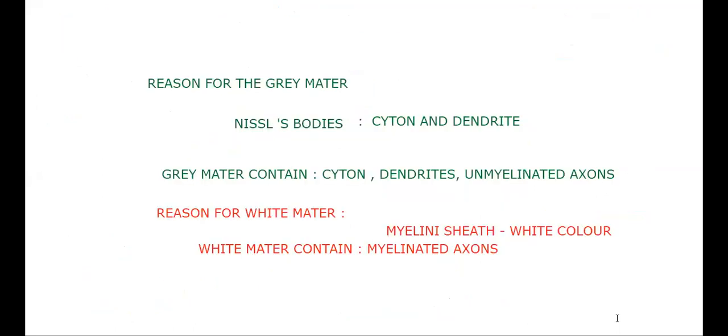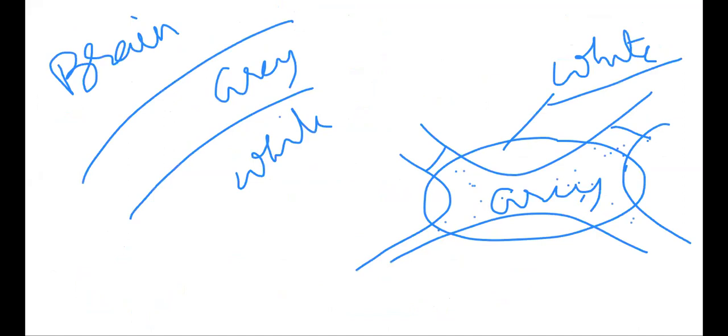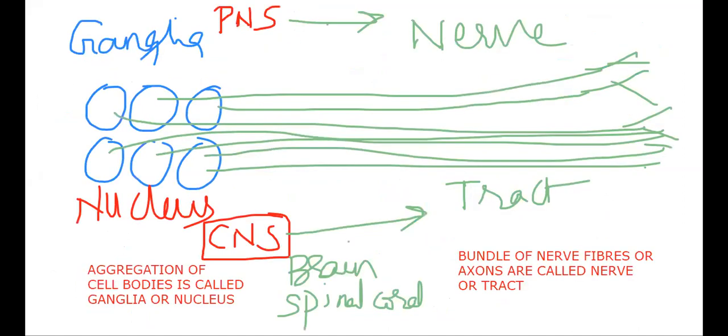Next, the reason for the appearance of gray matter, which I wrote here in a theoretical manner: Nissl bodies present in cyton and dendrites. Gray matter contains cyton, dendrites if present, and unmyelinated axons if present. The reason for the appearance of white matter is the myelin sheath, white color. Please excuse the spelling mistake. White matter contains myelinated axons. After that, we took one more issue: ganglia, nerve, nucleus, tract.